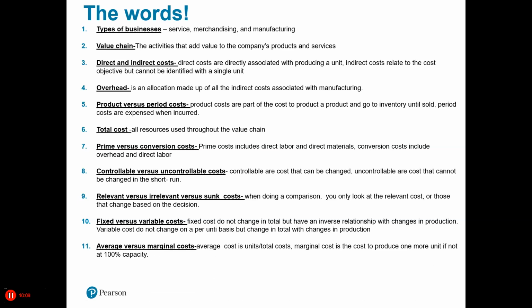Average cost versus marginal. Average cost is total cost divided by units. Marginal cost is the cost to produce one more unit if not at 100% capacity. That ends this presentation.